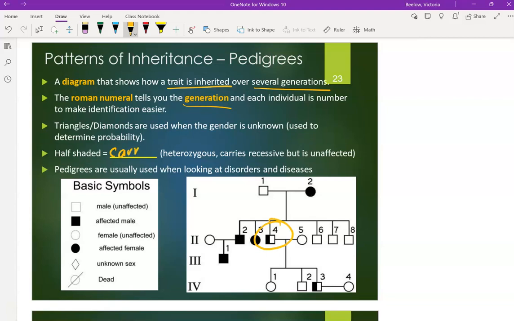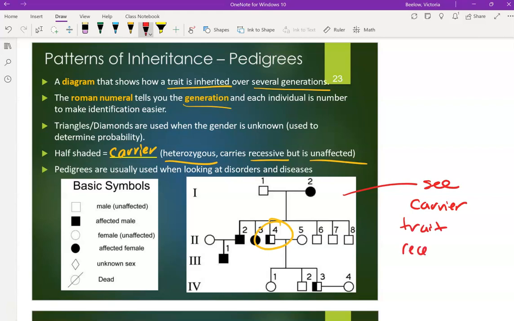And this means that they are a carrier. They're heterozygous. They are carrying a recessive trait, but they are unaffected. So for this particular pedigree, just because I'm seeing a carrier, that means that the trait itself must be recessive, because you're seeing someone that is carrying the trait, but they don't actually display the trait themselves. So that must mean that this trait is recessive.